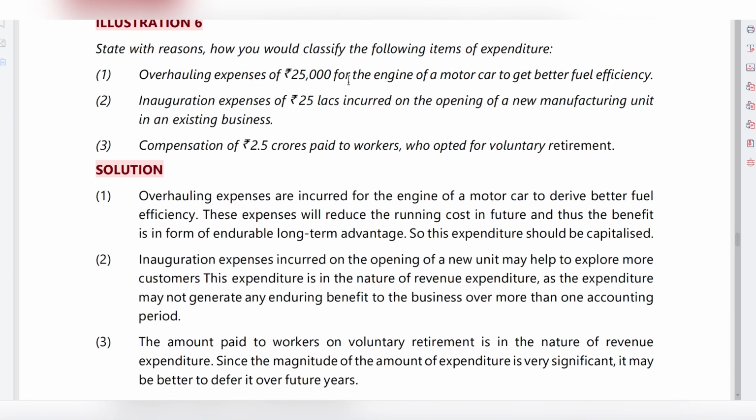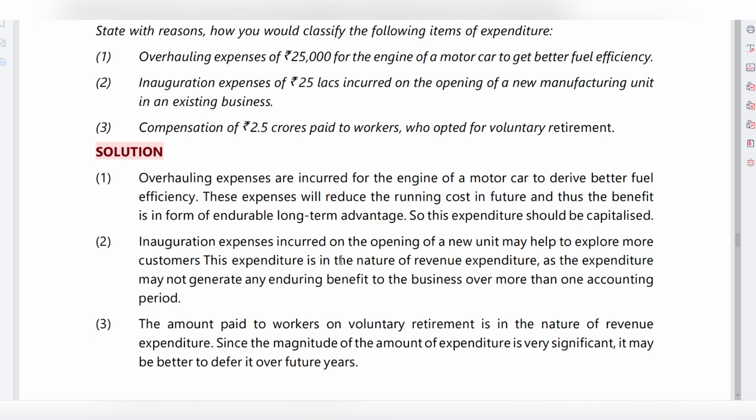Overhauling expenses of 25,000 for the engine of a motor car to get better fuel efficiency. This is enhancing the production capacity or working condition of the asset, so it should be capitalized in nature.